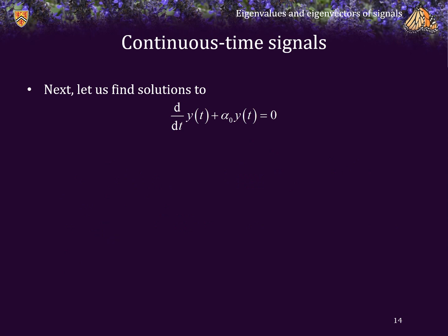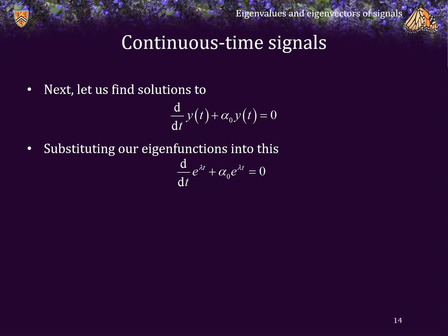Next, let us find solutions to this problem. Find me a function y of t such that the derivative of that function y of t plus alpha naught times y of t is equal to 0. Well, essentially what we need here is functions y of t such that the derivative is a scalar multiple of that function. So it makes sense to substitute in the eigenfunctions of the differential operator, that is e to the lambda t. So now we are trying to find solutions of the form the derivative of e to the lambda t plus alpha naught times e to the lambda t is equal to the zero function.